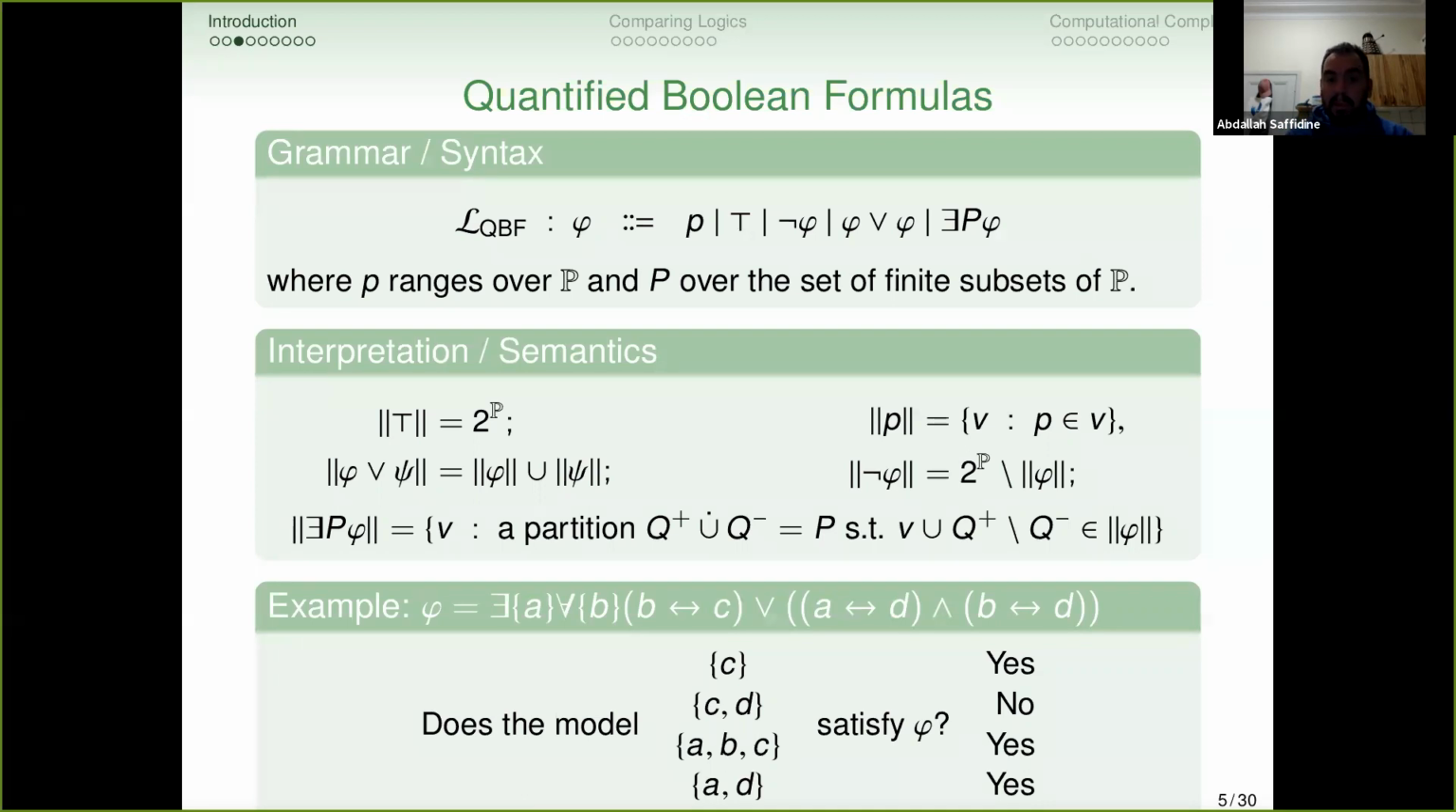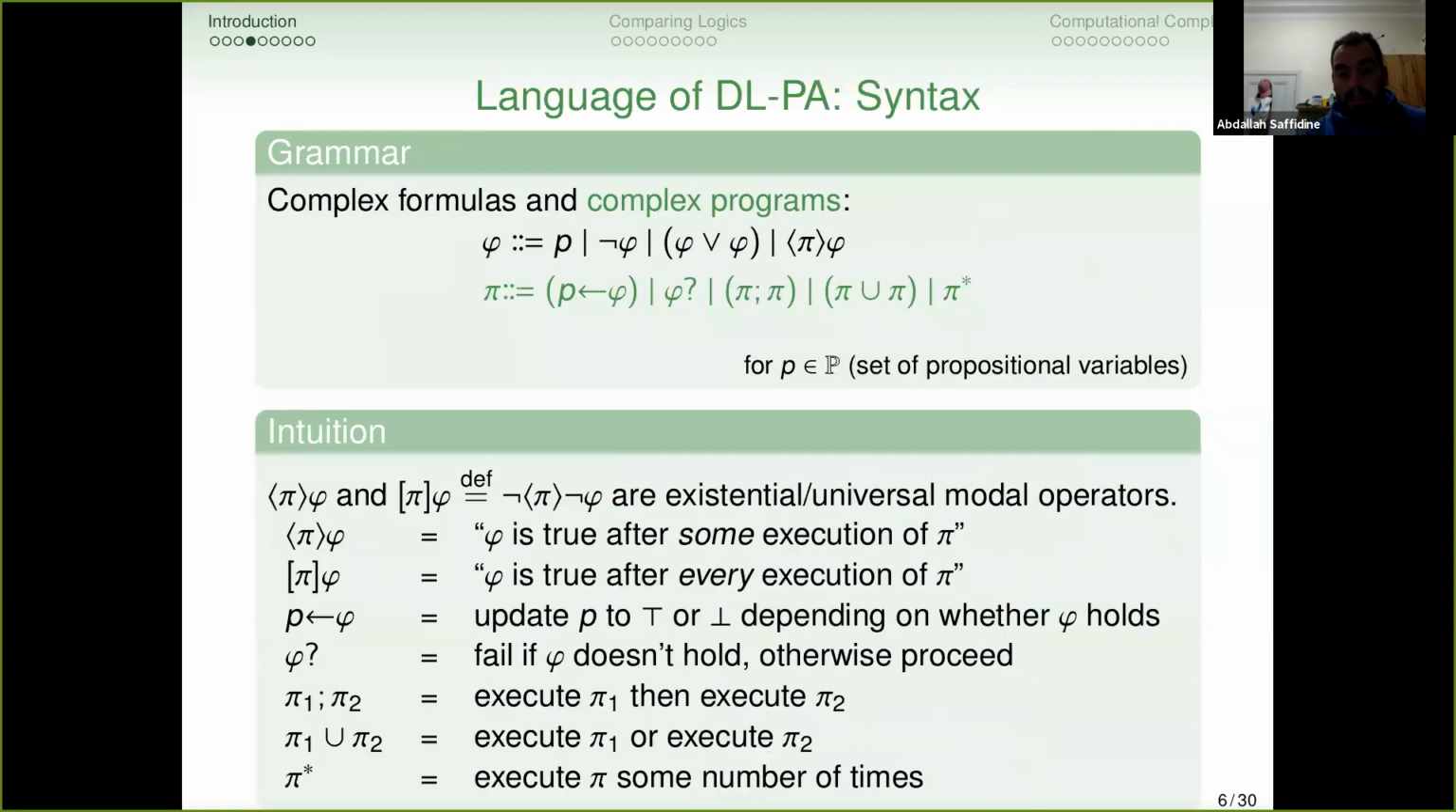Okay, so that was the syntax for quantified Boolean formulas and the semantics. As I was observing at the end, our quantified Boolean formulas do not necessarily need to be completely quantified. Like here, C and D, there's no quantifier next to them, and that will let us examine different models that give them some value, true or false. Okay, so now let's get started with the dynamic language of propositional assignment.